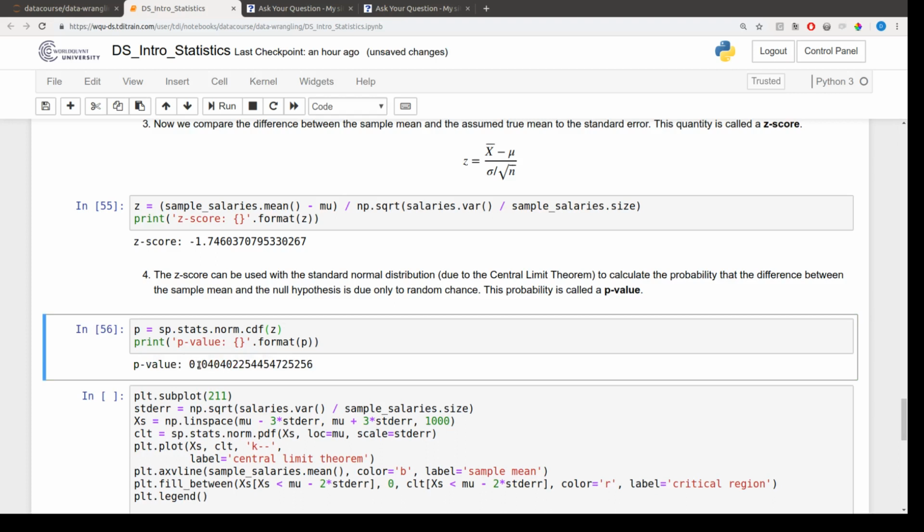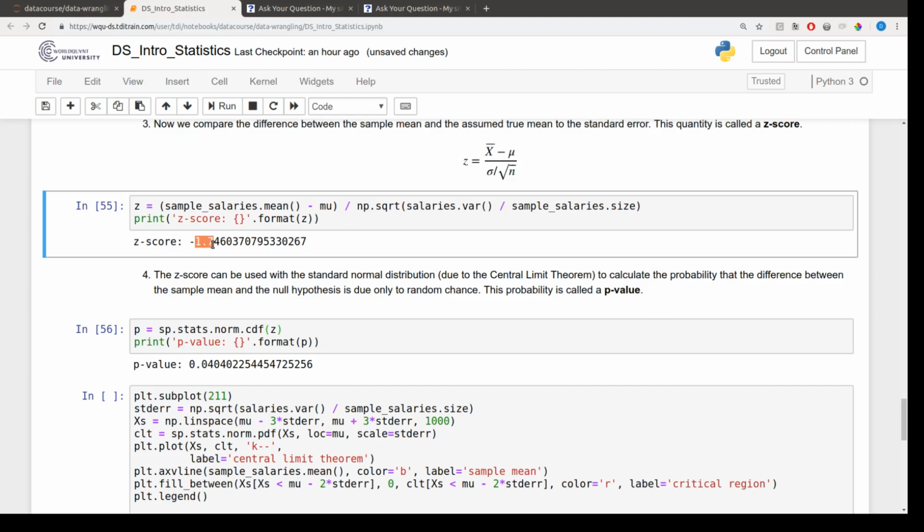So we get a p-value of 0.04. The p-value is the probability of observing this average salary, or one that is even more different from our null hypothesis, purely by random chance. So there was a 4% chance that we would have observed a z-score of 1.7 or larger.